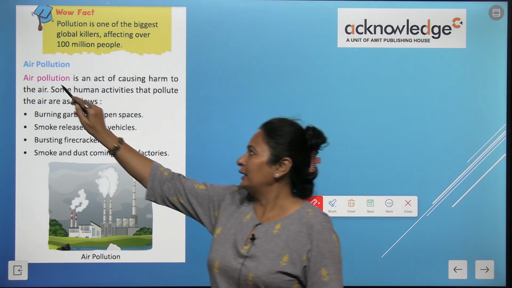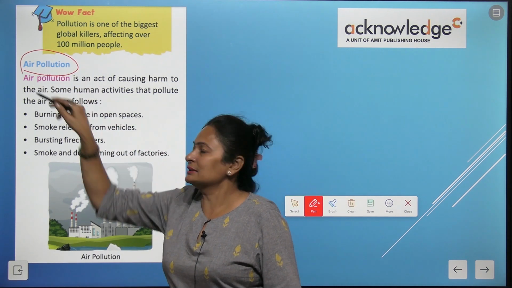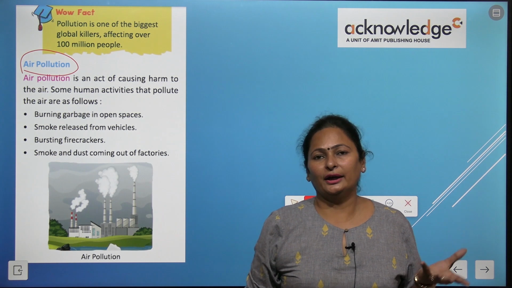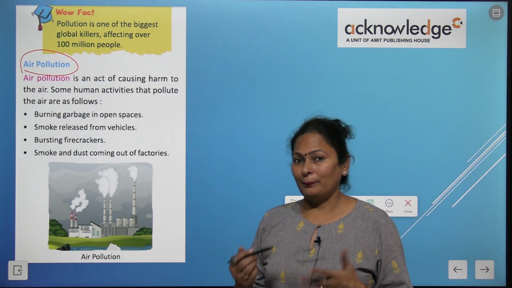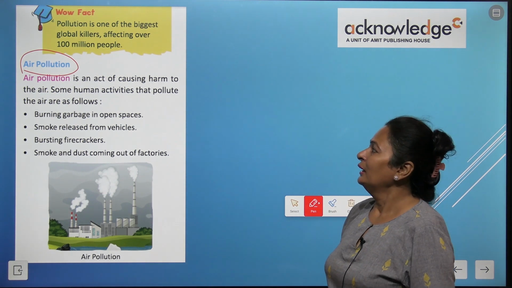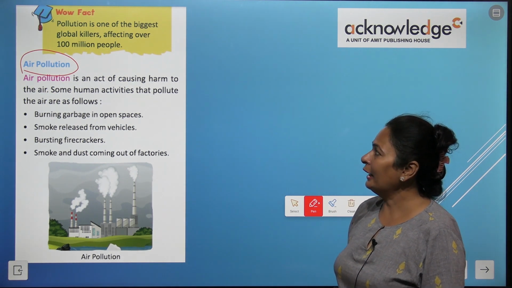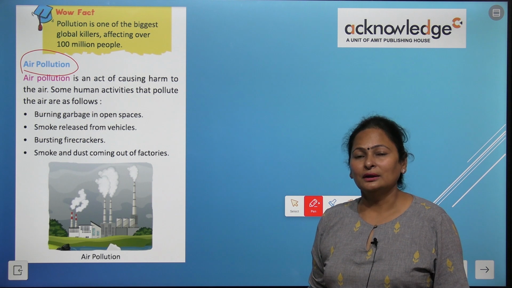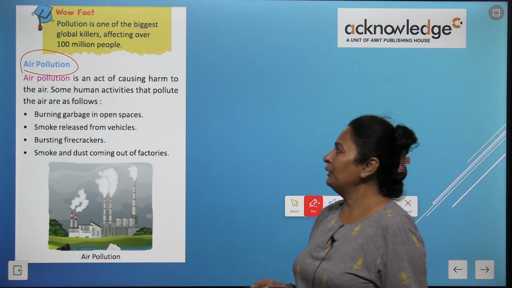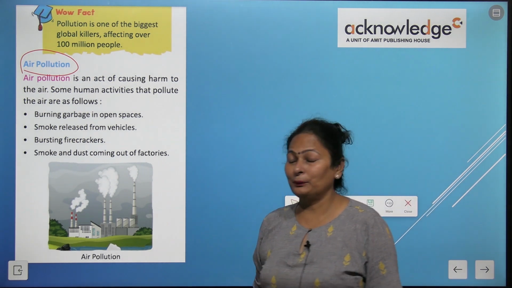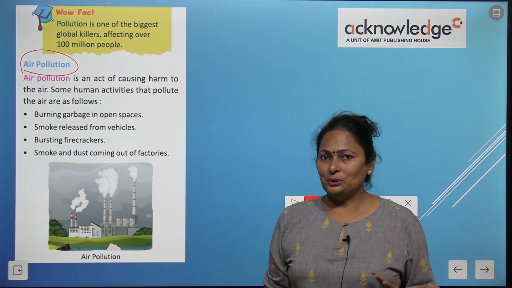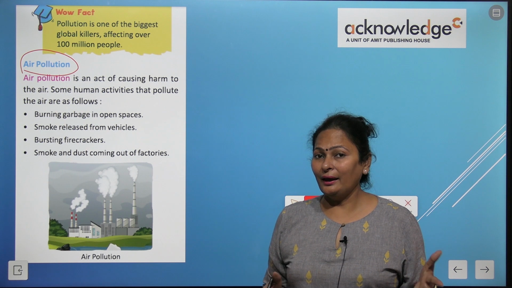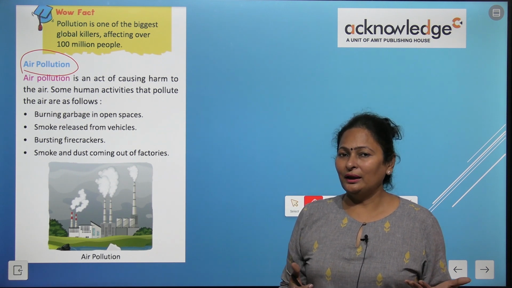Now let's see what is air pollution. We have discussed four kinds of pollution: air, water, land, and noise. So let's discuss air pollution first. Air pollution is an act of causing harm to the air. Some human activities that pollute the air are as follows. It shows that we are polluting air. How are we polluting air?